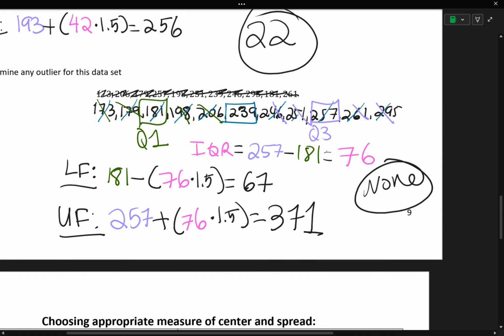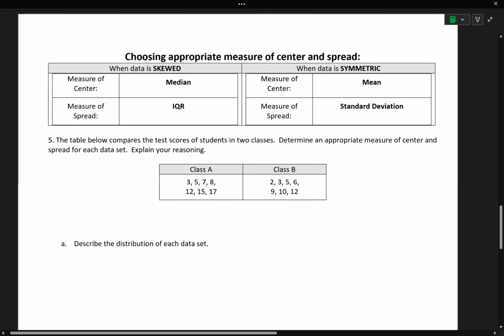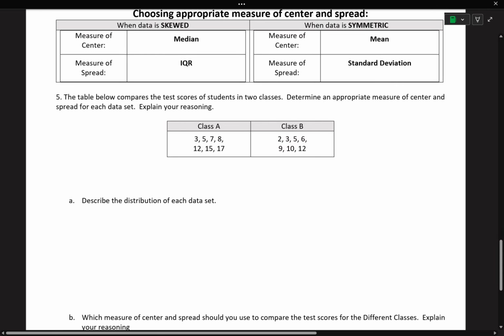For the last problem for this section, we're going to choose the appropriate measure of center and spread. When we have data that is skewed, even if only one of the data sets is skewed, we need to use the median and IQR. If the data is symmetric, and it has to be both data sets, then we use the mean and standard deviation. All right. So in order to find out whether class A and class B are skewed or symmetric, we need to find their mean and median and compare them.